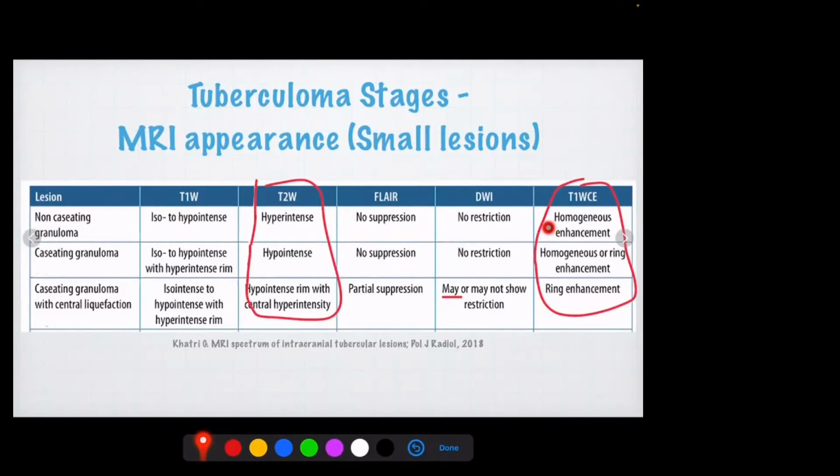It has uniform vascularity, and hence on contrast, the first stage, a non-caseating granuloma, would have homogeneous enhancement, and hence a nodular pattern, disc or solid enhancement, rather than a ring enhancement. The second stage, the caseating granuloma, would generally have a ring enhancing pattern, and it is the same for the caseating granuloma with central liquefaction, because in both stages the necrosis starts in the center, and hence it's a ring enhancing lesion.